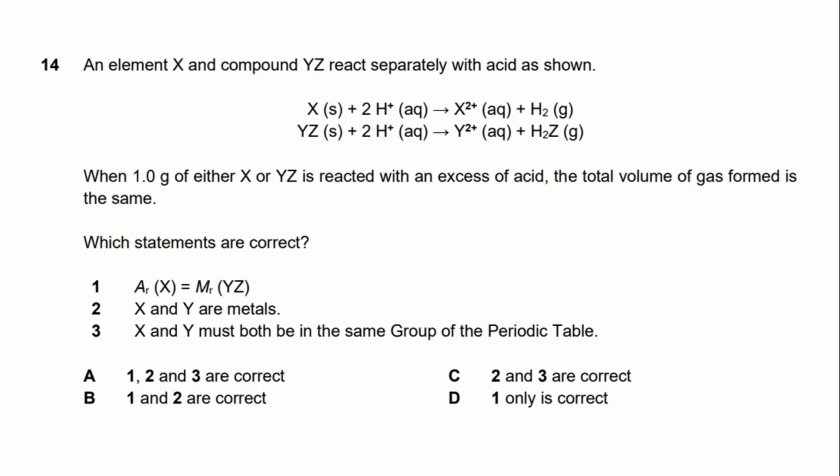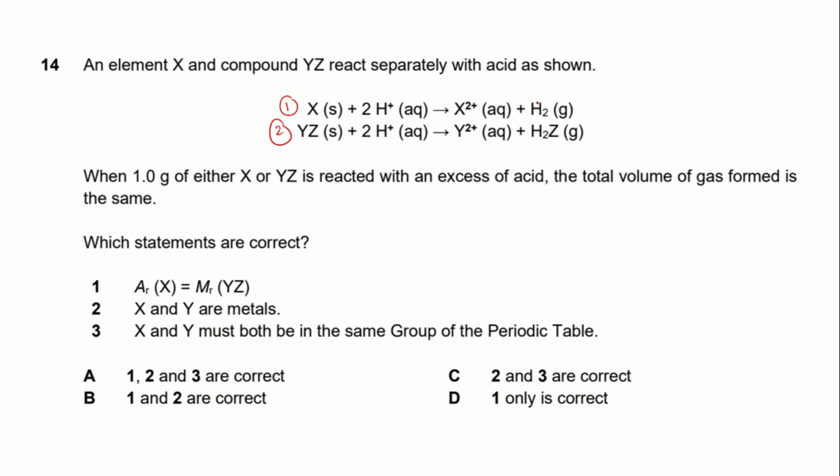This question is about an element X and compound YZ. We are given two equations here. The first equation, element X reacts with acid to form a +2 charged cation and hydrogen gas.